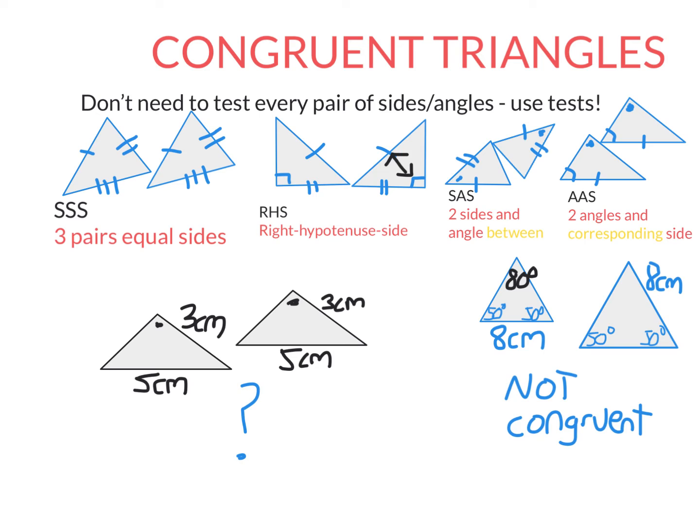So it's very important you understand for SAS and AAS that there are specific rules. The angle has to be between the 2 pairs of equal sides in SAS, and the side has to be the corresponding side in AAS. All right, let's look at identifying now which test to use.